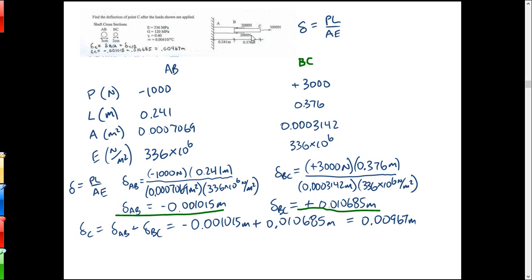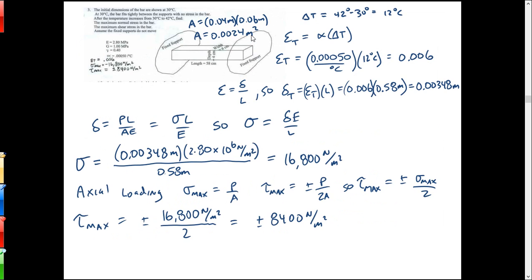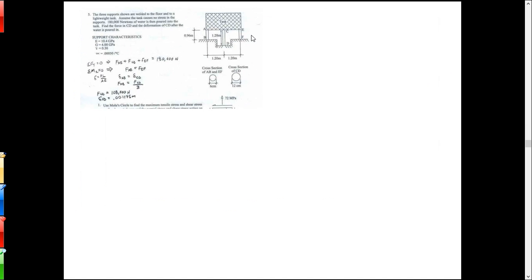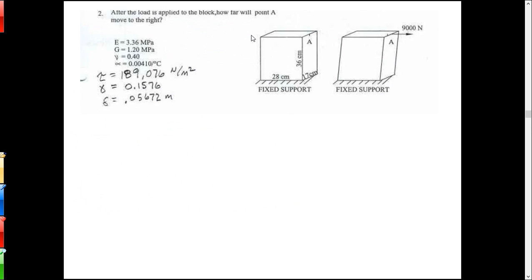I lost that ink. I don't know where the heck that thing went. That's funny.